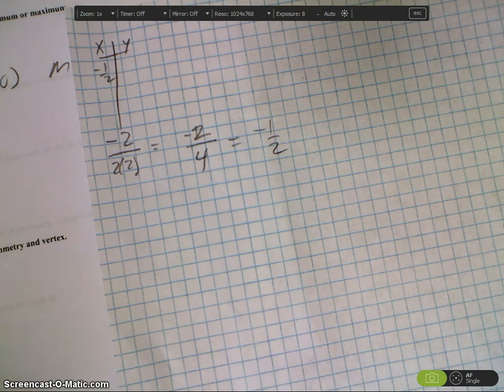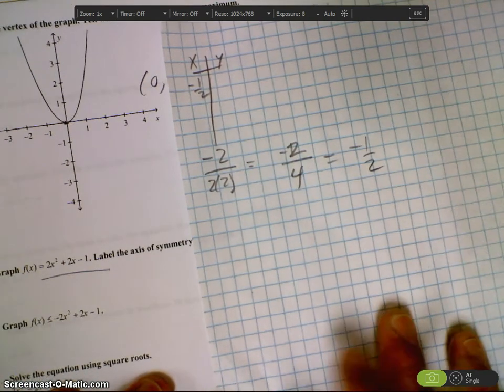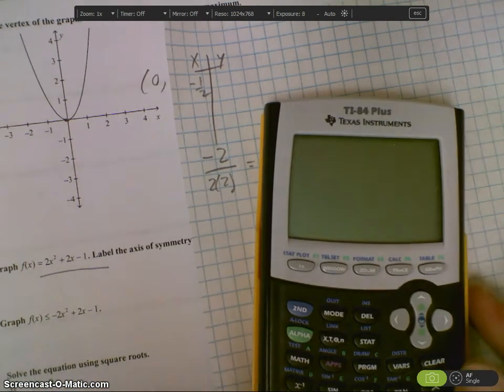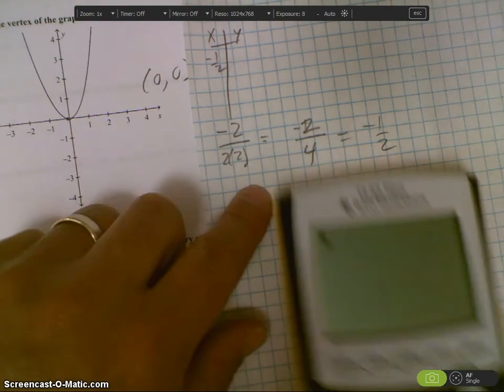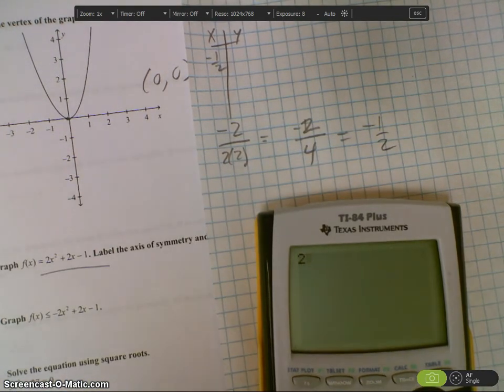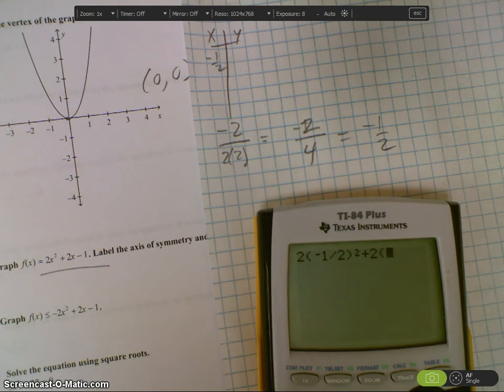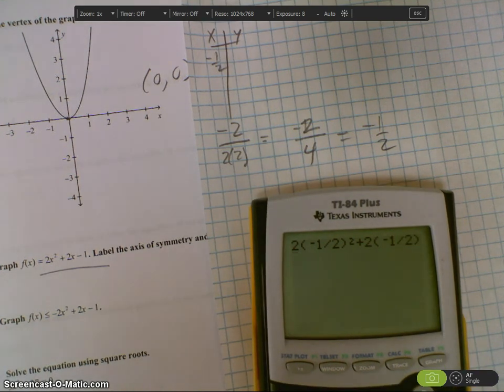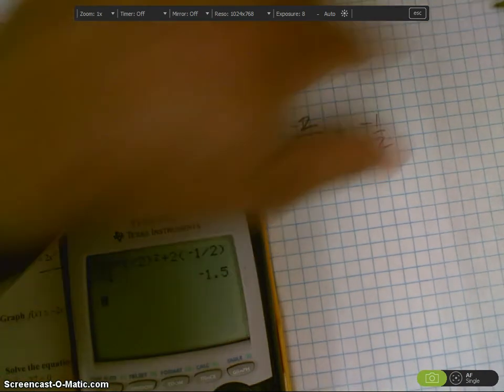All right. Then I'm going to plug that number in to the original equation. Okay. So I'm going to plug that in. And I think I showed you a quick way with the calculator here. Let's do the same thing here. Wherever I see my x, I'm going to put the negative 1/2 in parentheses. So 2 and then negative 1/2. And that's squared. Plus 2 and negative 1/2. Minus 1. And that gives me negative 1.5. So that is the vertex.